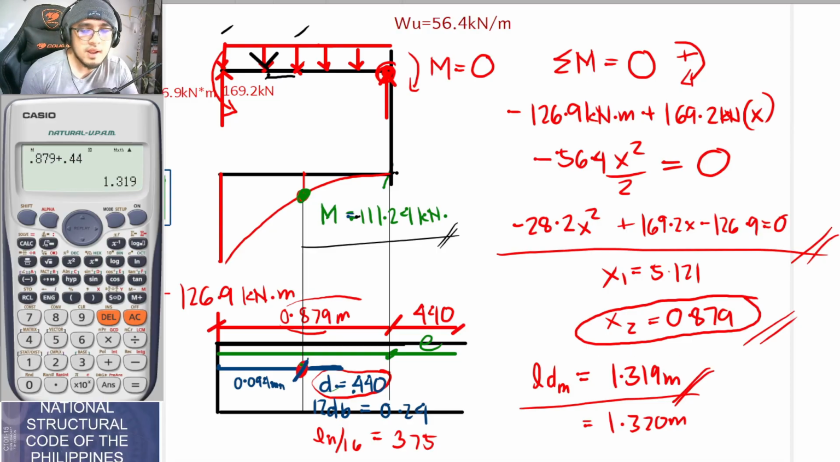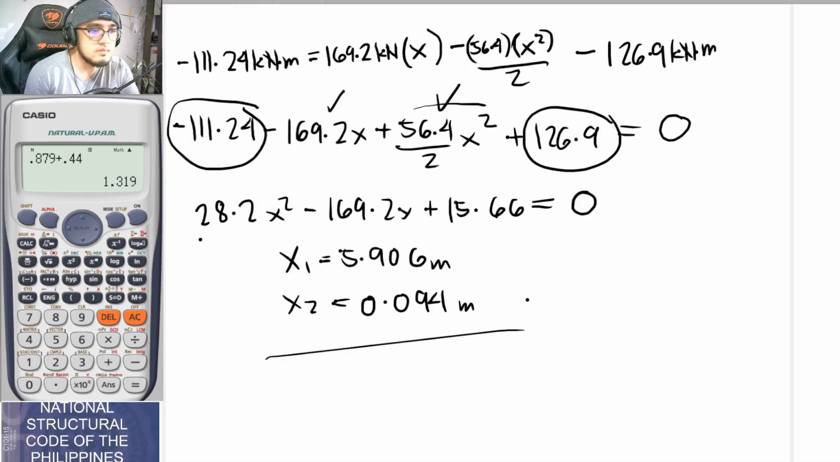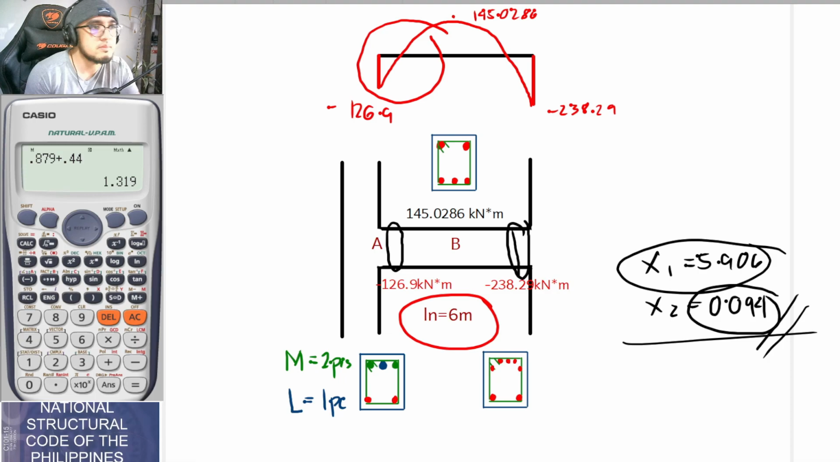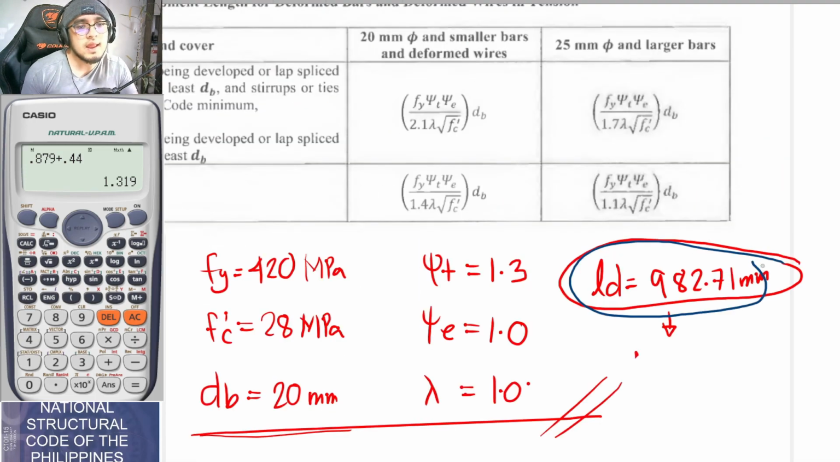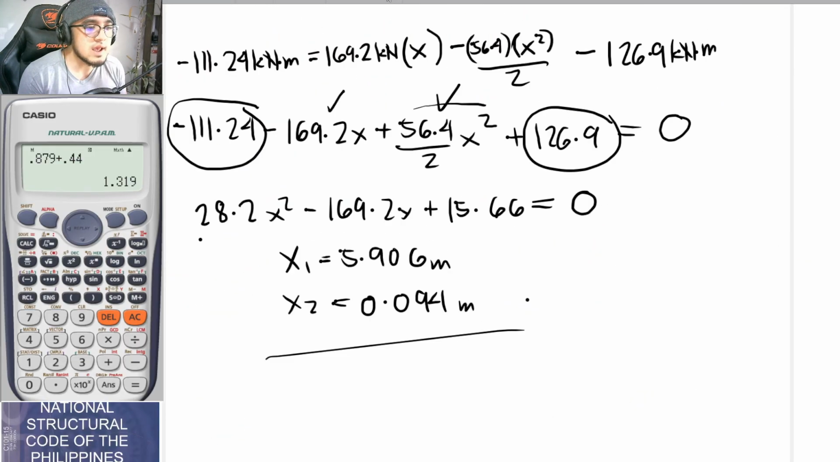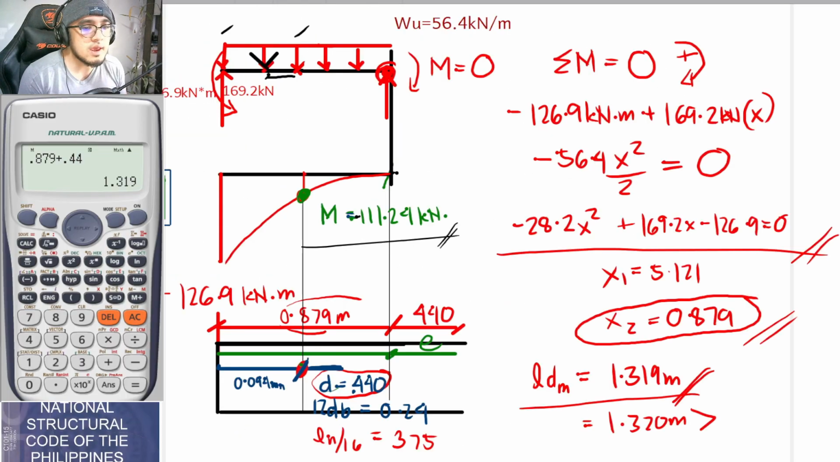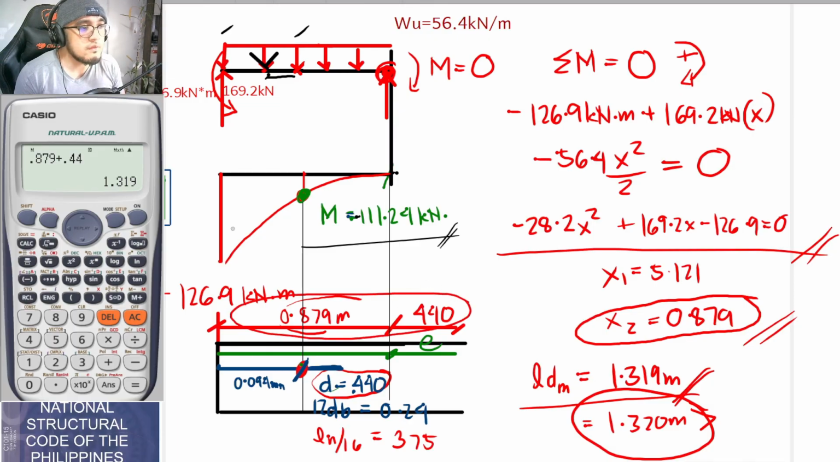And speaking of minimum, let us check if this is to be greater than the minimum. So sabi yung minimum natin. So our minimum here is to be 982.71. And as you can see, 1.319 meters is to be greater than 982.71. So meaning, in this case, theoretically, we will now be making use of 1.32. So 1.32 is to be our development length for this negative value. Okay, but once again, that is to be the theoretical approach.